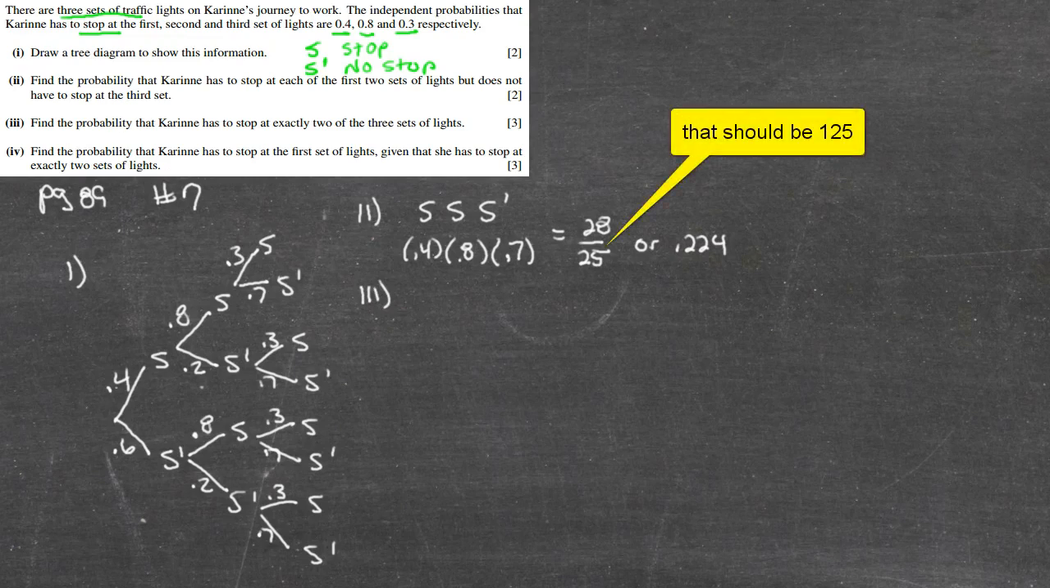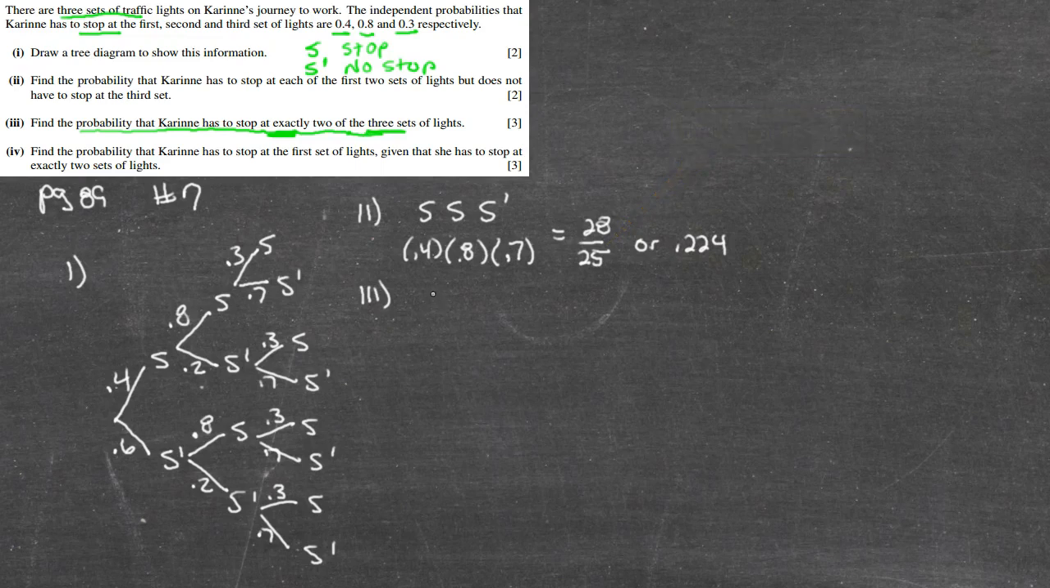All right, so now part 3. Find the probability that Cariann stopped at exactly 2 of the 3 sets of lights. All right, so look for our scenarios. Now you see that above in part 2, that is stopping at exactly 2 lights. So we already know that. But she also could have stopped and then didn't stop and then stopped. And then she could have not stopped and stopped and stopped. And those are really the 3 different ways this could have happened.